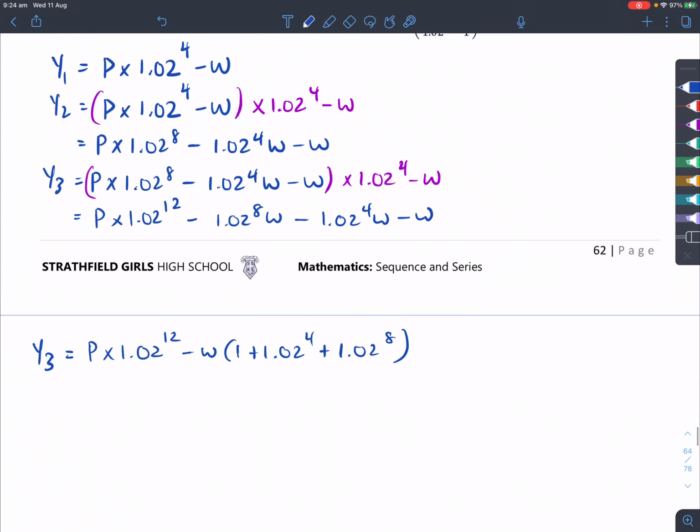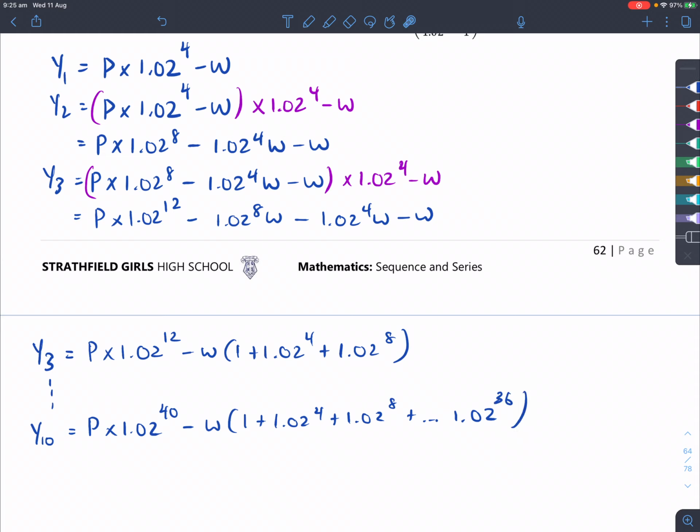So if I then continue on this pattern, Y10 will be P times 1.02. Now what would actually be here as a power is 4 times of this, because every single year there's 4 quarters. And what goes over here is 1 plus 1.02 to the power of 4 plus 1.02 to the power of 8, plus so on. Now, the thing is, the last term here will be 36. Okay, let me explain to you why.